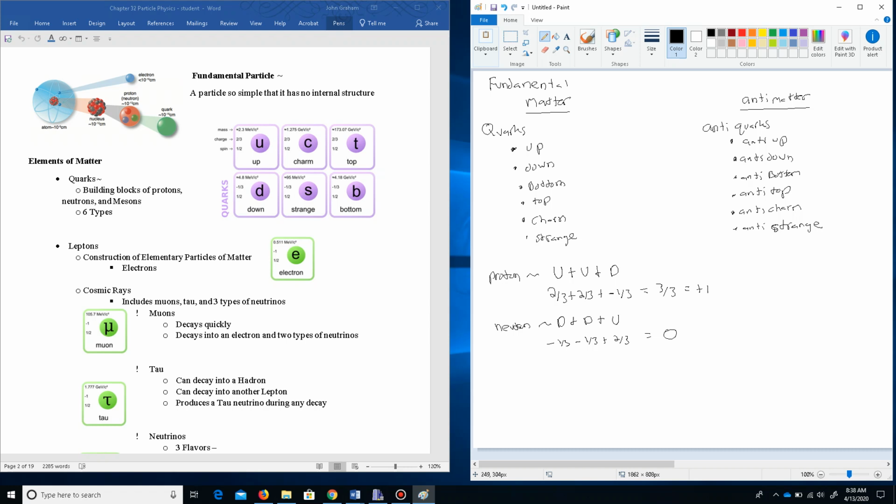Right. These quarks make up protons, neutrons, and then also what's called mesons. Okay. These 6 are the first 6 fundamentals.